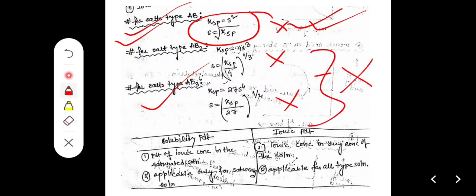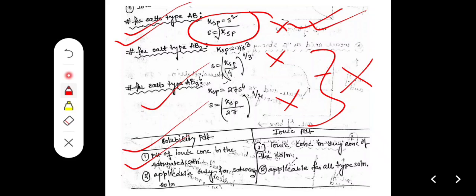Now the difference between the phenomena of solubility product and ionic product. Solubility product is the product of ionic concentrations in a saturated solution, when the maximum number of ions is present in the solution. After addition of more solute or ions, precipitation may occur. That is called solubility product, the product of ionic concentration in a saturated solution.